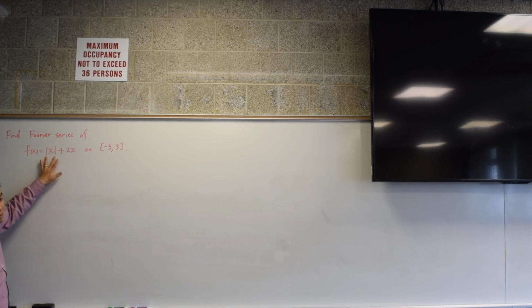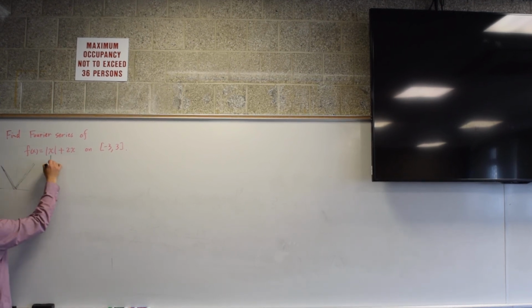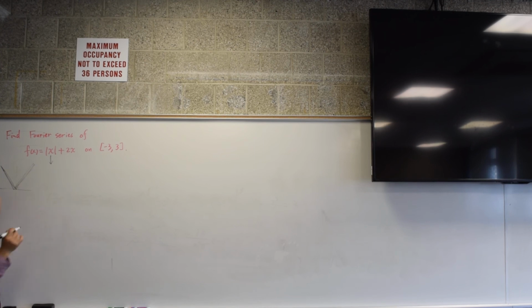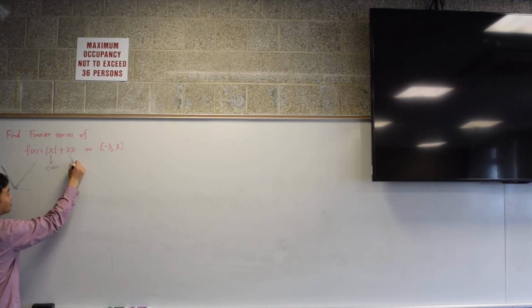But what about the absolute value of x? Absolute value of x has this following graph, like that, right? And that's definitely symmetric with respect to the y-axis, so we know that this is what? Even or odd. So this is even, whereas this one was odd.